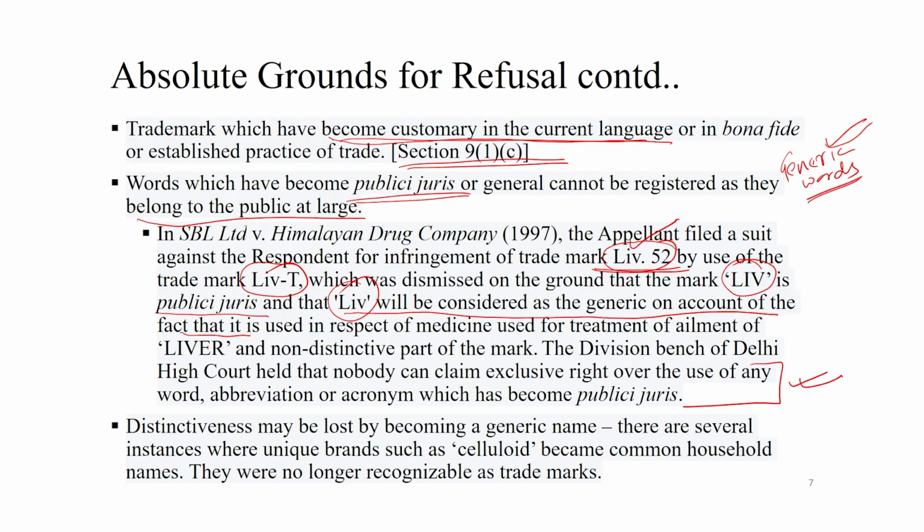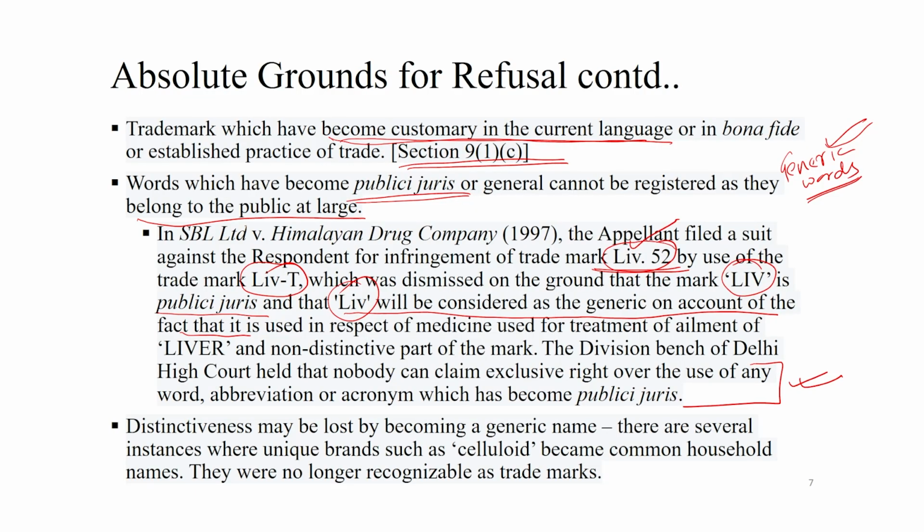So therefore any word which is customary in the current language, any word which has become a generic word, any word which has become publici juris cannot be monopolized by any trader, it cannot be registered as these words belong to the public at large. Another point relevant here: in the first part we saw that the word itself was a generic word, therefore it is not fit to be registered.